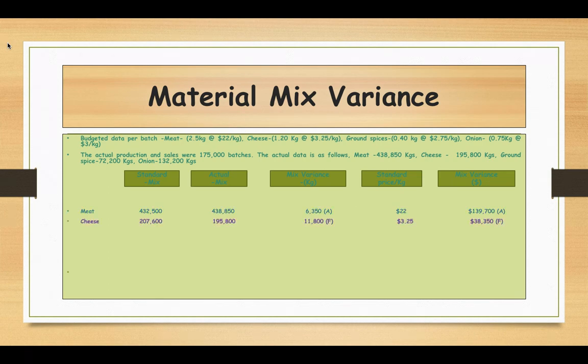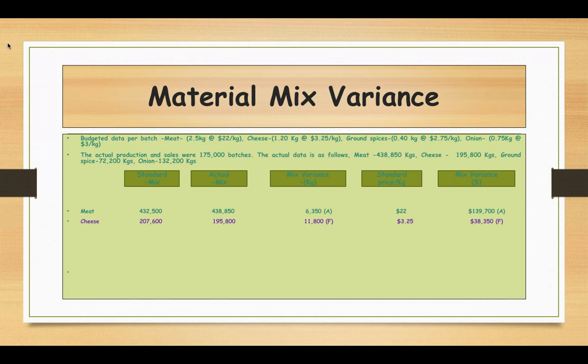So we'll see cheese. For cheese, we should have used 1.2 kilograms out of the 4.85 kilograms. So 1.2 divided by 4.85 times the total ingredients we have used, which is 839,050 kilograms. So the standard mix for cheese is 207,600. The question has given the actual mix, which is 195,800. So here we used less cheese. So we have 11,800 kilograms favorable mix variance.